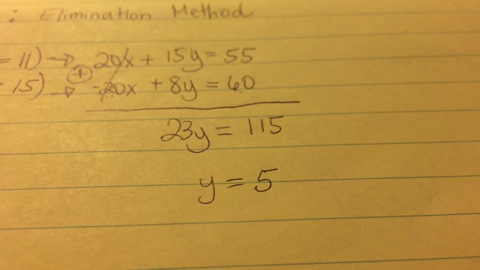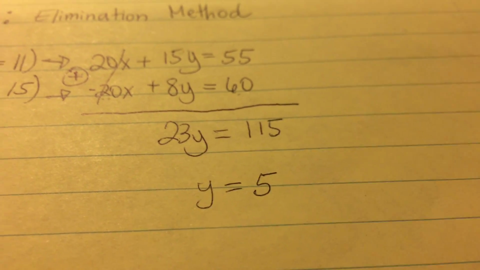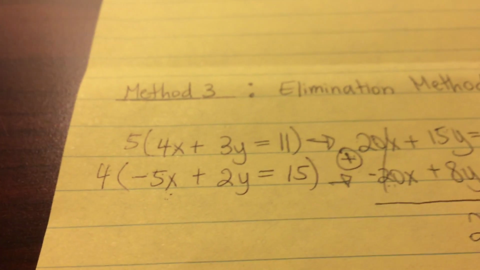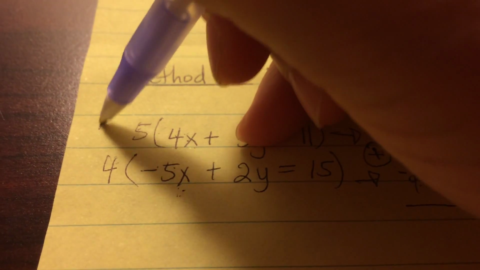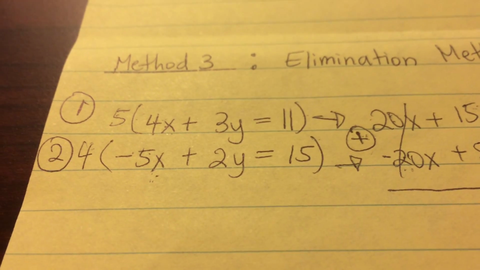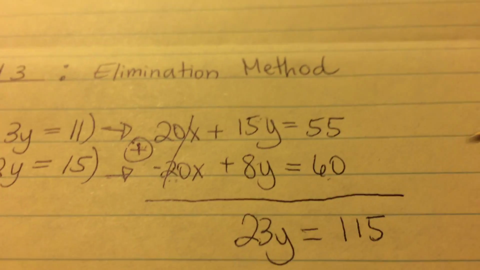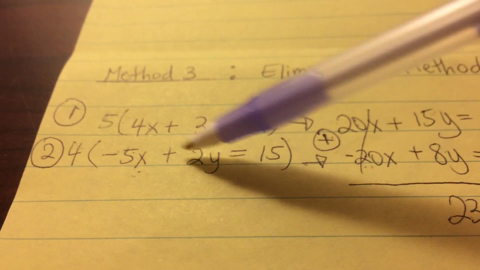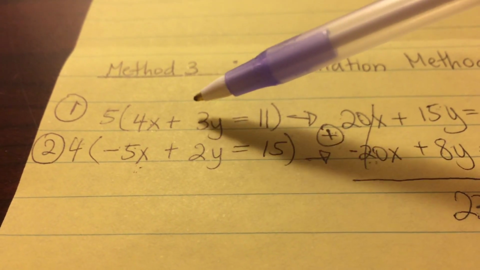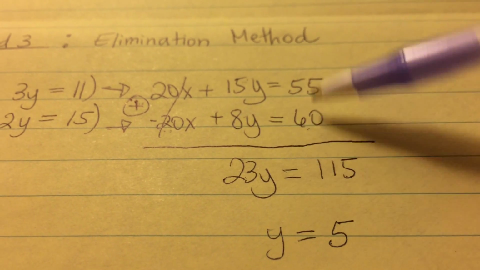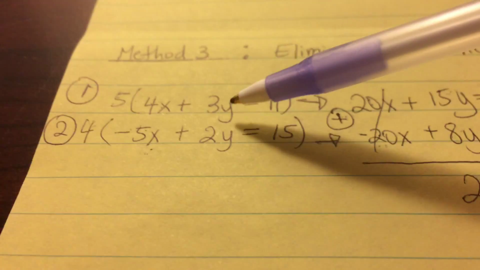Now that I have y equals 5, I can go back and substitute that into either equation 1 or 2. I forgot to put 1 and 2 over here. So you can substitute either one of those equations. You can go back to here and do your substitution, or you can go back to here and do your substitution. I always go back to the original just because then the numbers will be smaller. Remember, these numbers right here are larger just because we multiplied them, so I always go back to here.